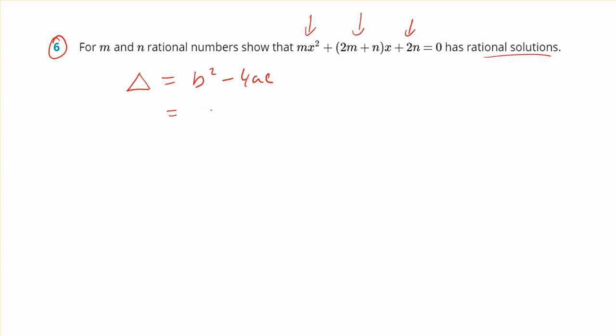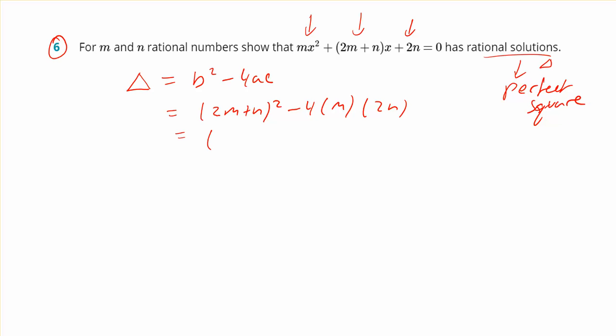So my b squared would be (2m plus n) squared minus 4 times a times c. Okay, and I want to expand it. Ultimately we want an expression for the discriminant, and we can show that it's going to be a perfect square. Remember, rational solutions means the discriminant must be a perfect square, positive.